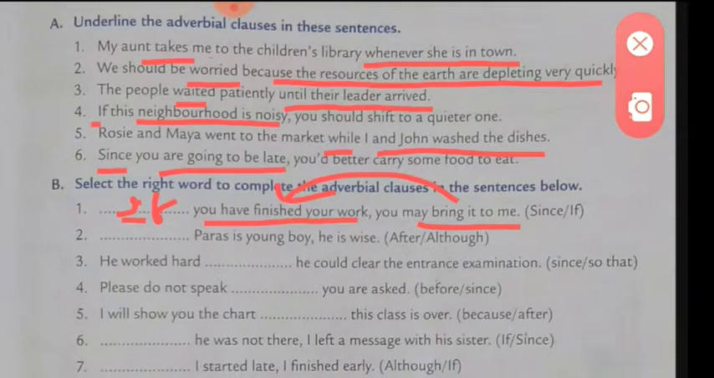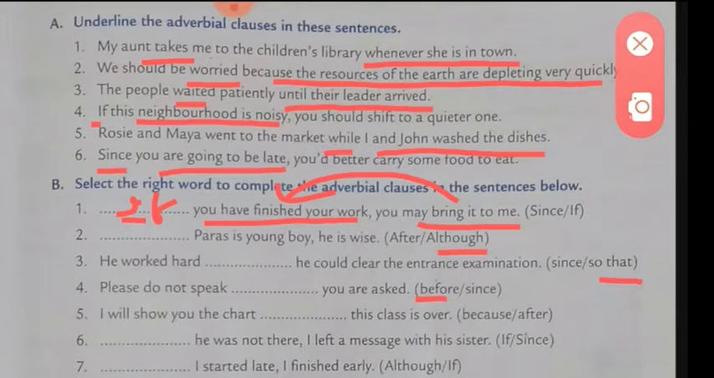Second one. Although Paraz is a young boy, he is wise. So it's starting with the word although. So although Paraz is a young boy is the adverbial clause. He is wise is the independent clause here. Now we'll go for the third one. He worked hard, which is the correct one, so that he could clear the entrance exam. Fourth one. Please do not speak before you are asked, which is the correct one. Before you are asked is the correct one.